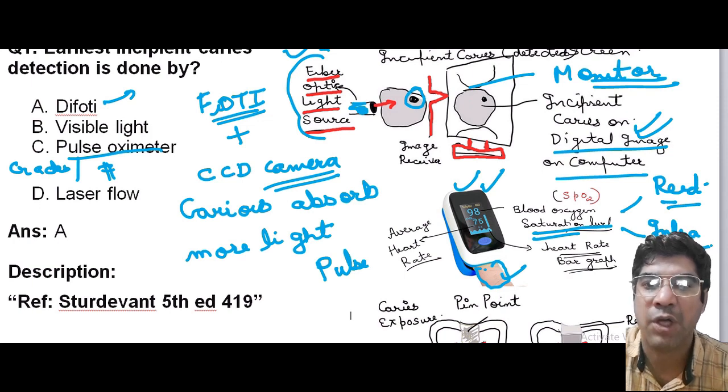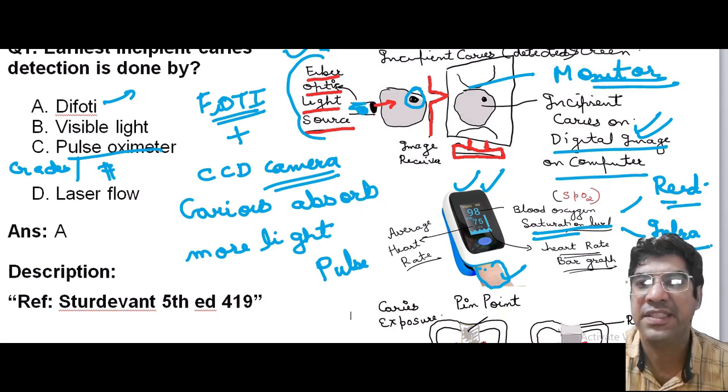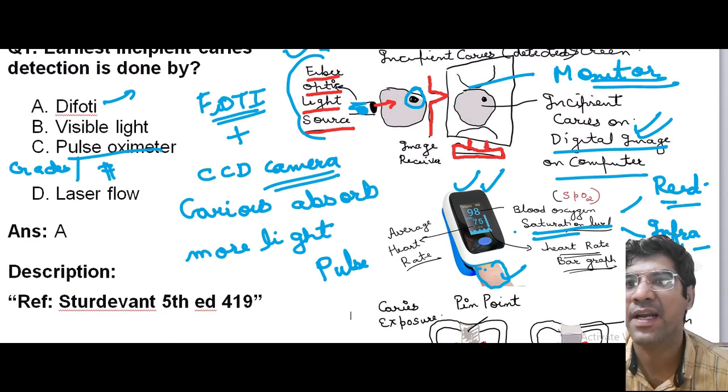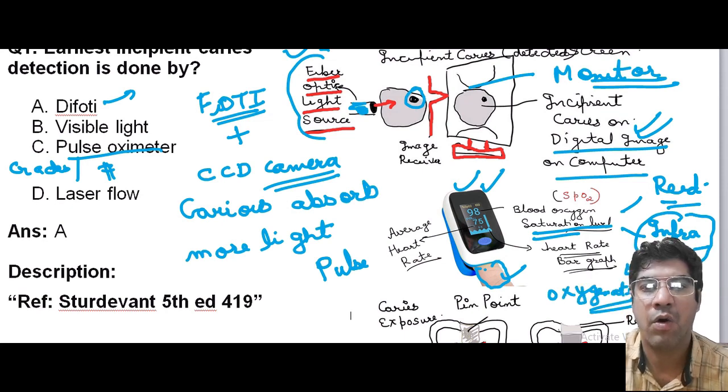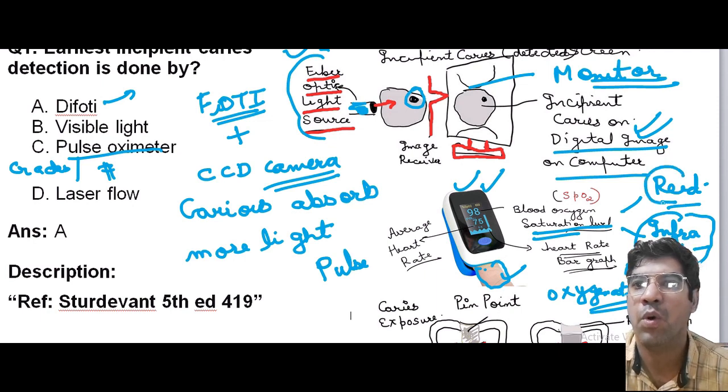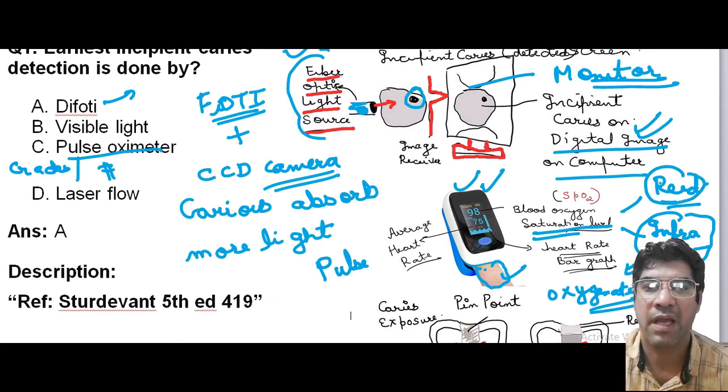Now there will be light absorption. The oxygenated blood and deoxygenated blood will absorb light differently. The oxygenated blood will absorb more infrared light. So infrared light would be absorbed by oxygenated blood, so it will allow more red light to pass through. While the deoxygenated blood will absorb more of the red light. So if it absorbs all the red light, it means it will allow infrared light to pass.